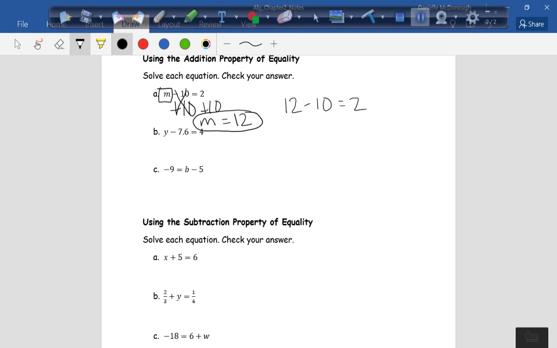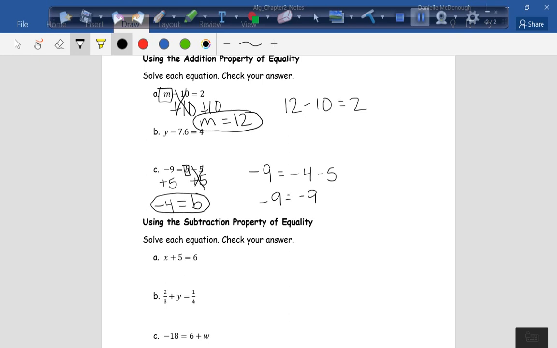So if we skip down to c, if you notice, what we want to try to get by itself is this b. And what we want to do here is add 5 to this side and add 5 to this side. Well, that crosses out because it's equal to 0. So now I have b is equal to, well, negative 9 plus 5 is negative 4. I can check this by putting this back into the equation. Negative 9 is equal to negative 4 minus 5. So again, it shows you that negative 9 is equal to negative 9, which checks out.